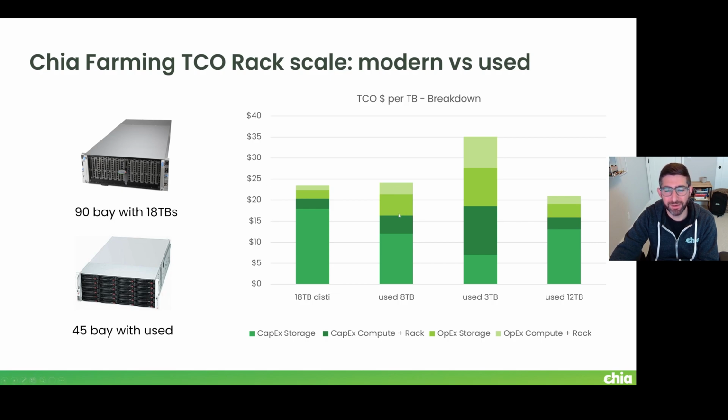8 terabyte drives can be if you get them really dirt cheap. I'd have to look at the model of what I put in here, but very, very dirt cheap. And if you're buying used drives, try to get the highest capacity possible, but also balance that with the dollar per terabyte you're getting, and you can have a competitive TCO for Chia farming.